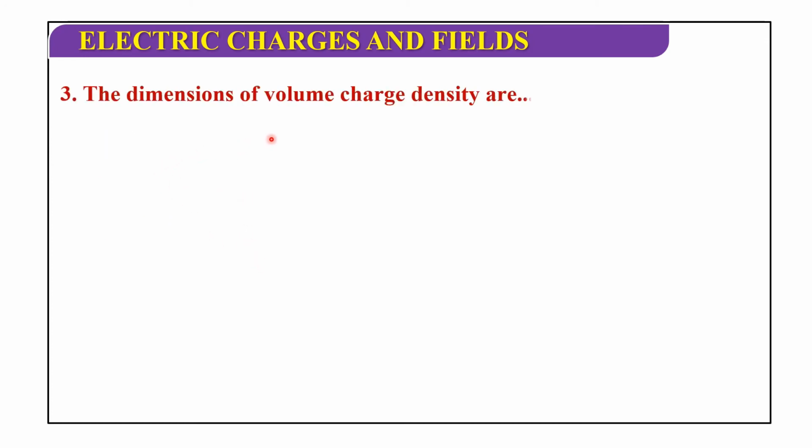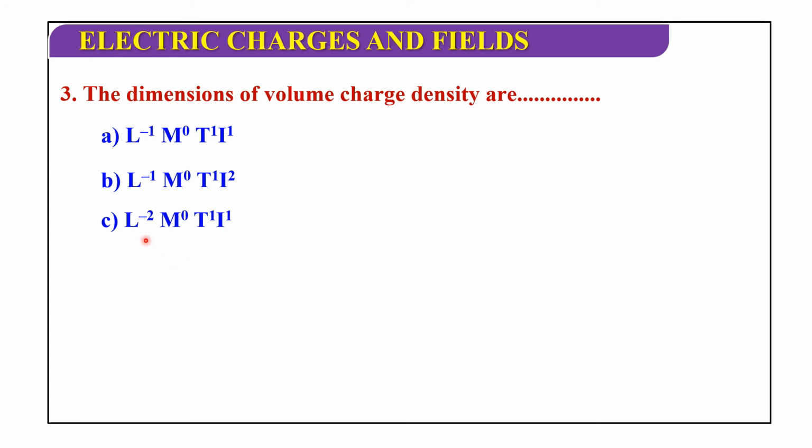The dimensions of volume charge density are L power minus 1 M0 T1 I1, L power minus 1 M0 T1 and I squared. So L power minus 1 minus 2 M0 T power minus 1 and I1. So the last one is L power minus 3 M0 T1 I1. So the dimensions of volume charge density are L power minus 3 M0 T power 1 and I1. This is the correct option. So option D is correct. Okay, next.